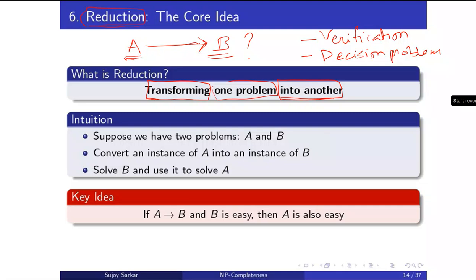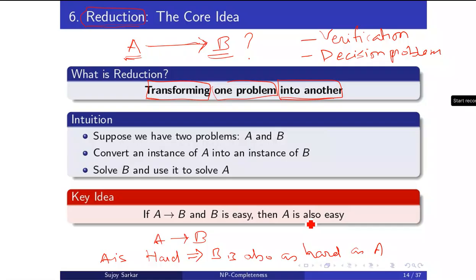So here, understand this first. If we transform problem A into problem B, and if we say A is hard, then that will imply that B is also as hard as A. Okay. But the opposite is not true.